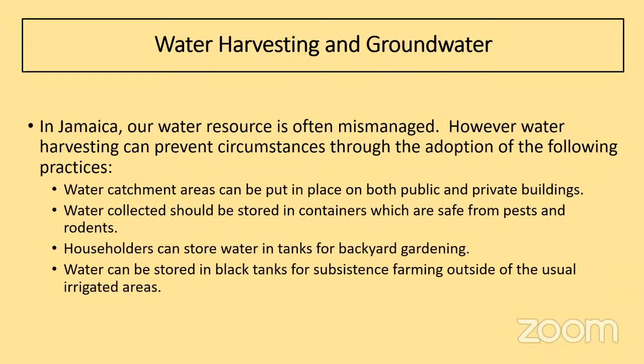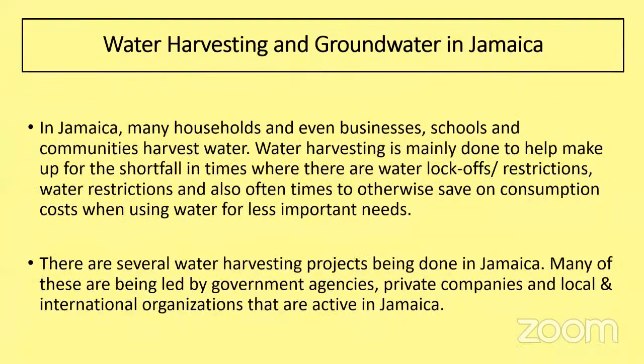Households, such as those in which many of us live, can store water in tanks for backyard gardening and even for later use. And water can be stored in black tanks for subsistence farming outside of the usual irrigated areas. So for persons involved in farming and agriculture, this is where water harvesting plays a key role. Now, this is looking at water harvesting and groundwater in Jamaica.